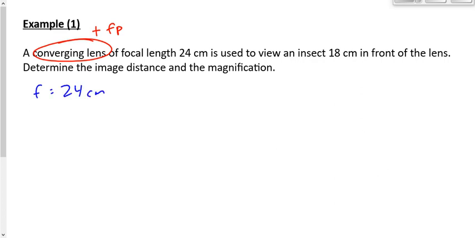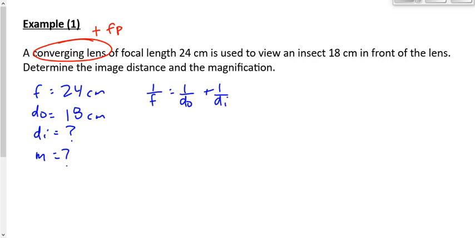It's used to view an insect 18 centimeters in front of the lens. What is that? Is that DO or DI? It's DO. The insect is 18 centimeters in front of the lens. We want to find DI, the image distance, and we also want to find the magnification here. So let's do this. Okay, looks like F, DO, DI, looks like I'm going to use the lens equation. If you want to try the magnification equation first, go ahead. There's only two. Let's fill in our numbers here. 1 over 24 is equal to 1 over 18. I can use centimeters here, right, because I'm being consistent at least, and the units cancel.